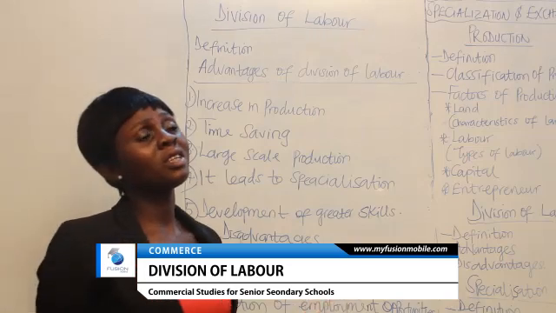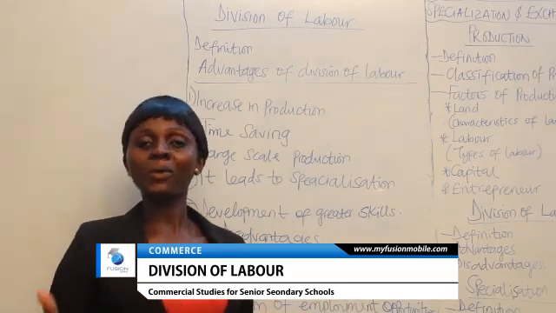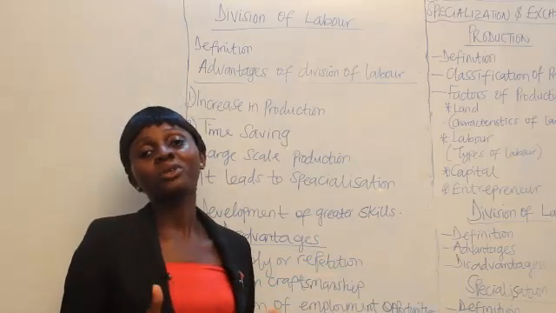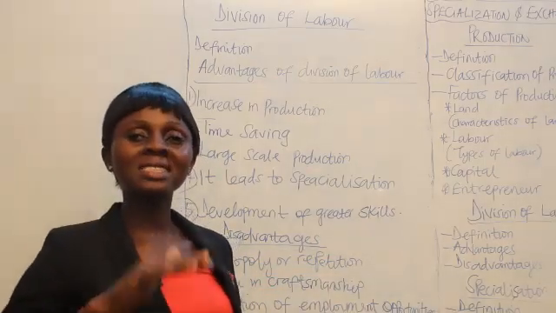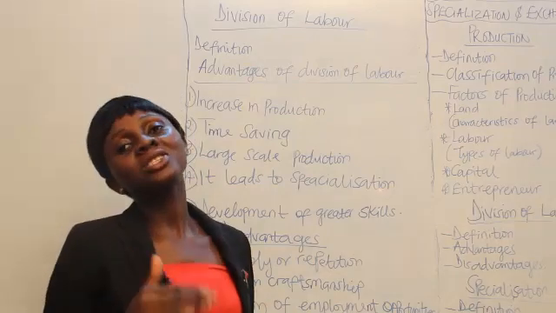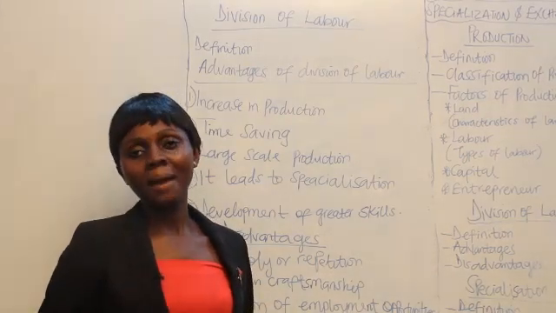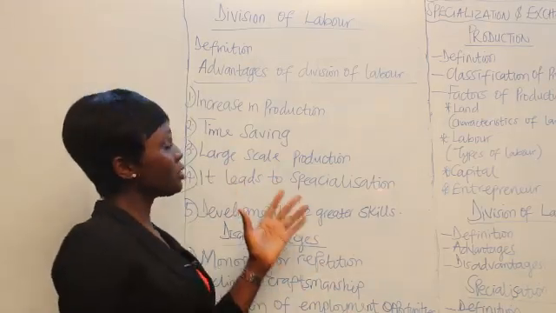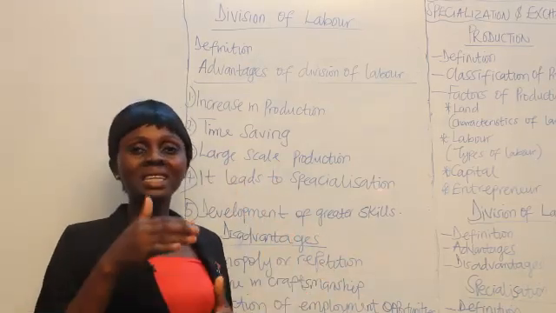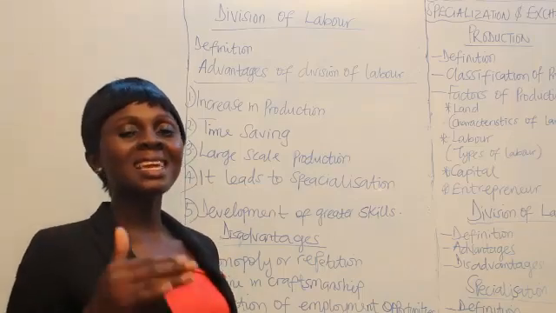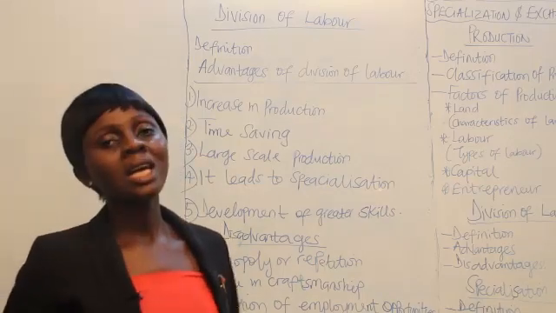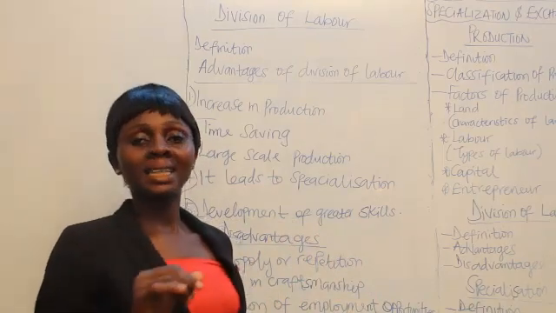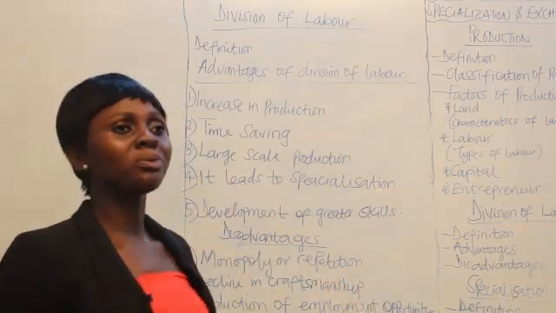Division of labor can be said to be the breaking down of production processes into different stages, so that each stage is undertaken by a person or group of people. Do we all get that? Division of labor is the breaking down of production processes into different stages, so that each stage is undertaken by an individual or group of people.